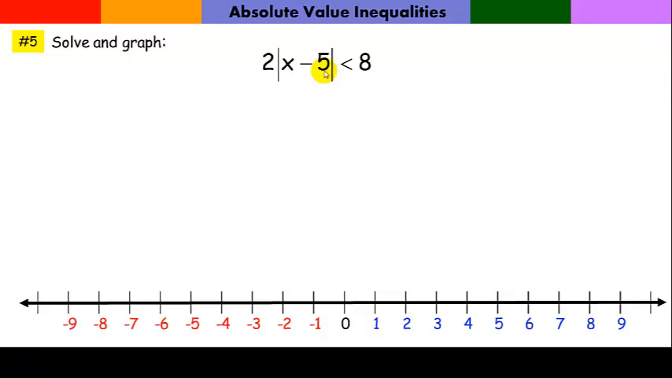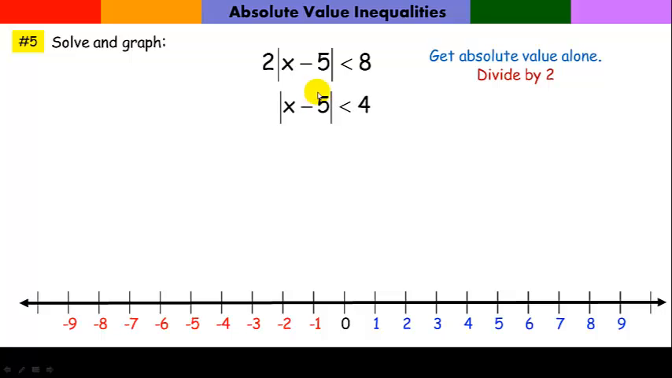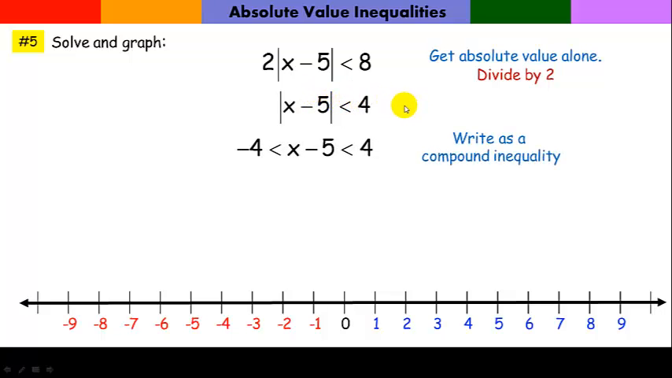Okay, I want to get my absolute value expression alone again. So this time I'm going to divide both sides of the expression by 2. Remember, we really discourage you from distributing it into here for several reasons that we spoke about before. But if we divide by 2, we get to this situation. Now we can write it as a compound inequality. Solve both sides of it, or both inequalities.